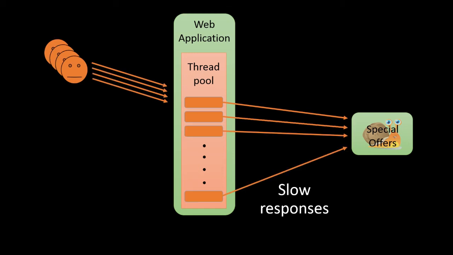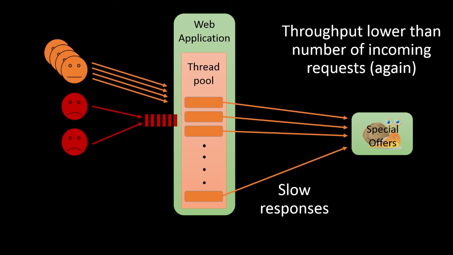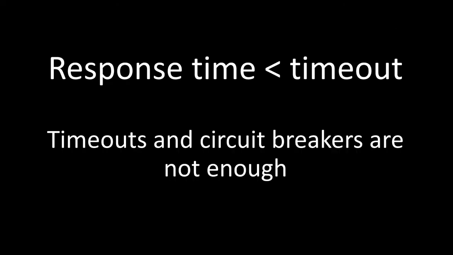And similarly, we had a lot of slow responses. So the thread spent most of the time waiting for this slow response, and it didn't do much other useful work. And we got a request queue. The throughput is lower than the number of incoming requests. Again, exact same symptoms as when we introduced the circuit breaker. So when we have response times that are slow, but not as slow as the timeout, then the circuit breakers are not enough to protect us. We need something more.